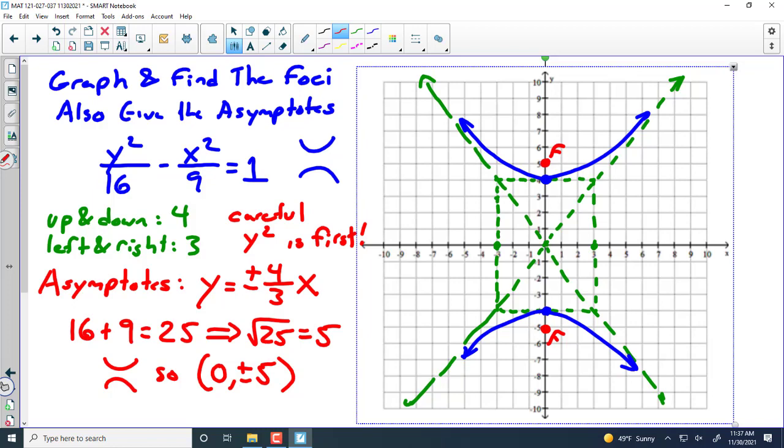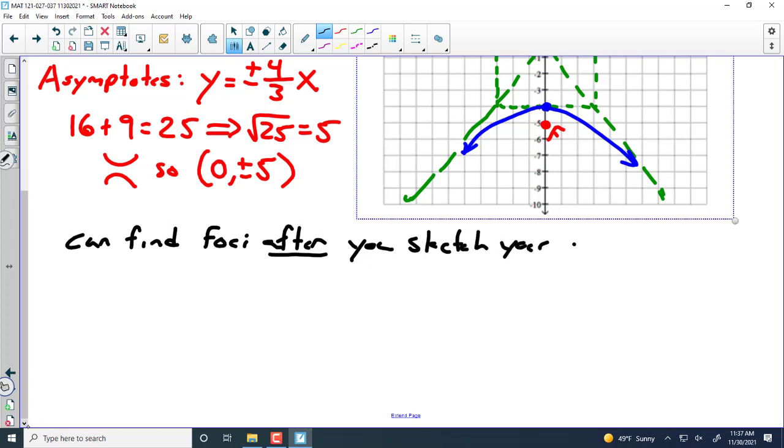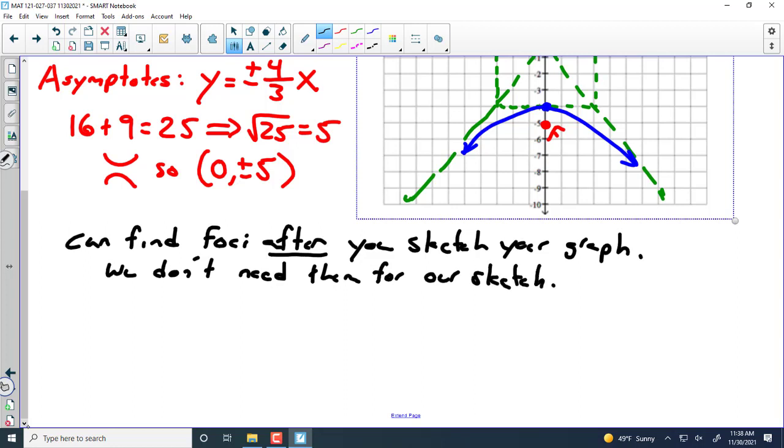While you're finishing up, I'll ask this question though. Do you need the foci to help you, the student in this class, sketch a graph? Do you need the foci for that? No. So you can find the foci after you sketch your graph. We don't need them for our sketch. So don't let them take away what you already know about drawing a hyperbola.